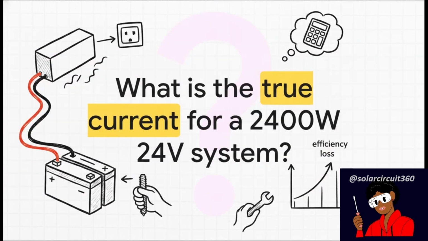So, to finish up today's explainer, I've got a challenge for you to test what we just went over. Let's say you have a 2400-watt inverter hooked up to a 24-volt battery bank. What is the theoretical DC current draw? And more importantly, remembering the trap we just uncovered, how would an efficiency loss change that actual, real-world current? Do the math in your head.